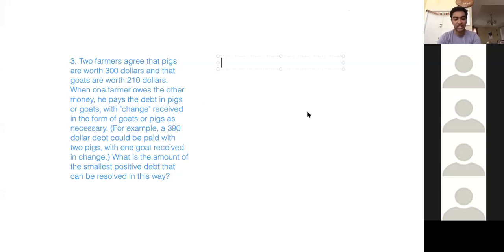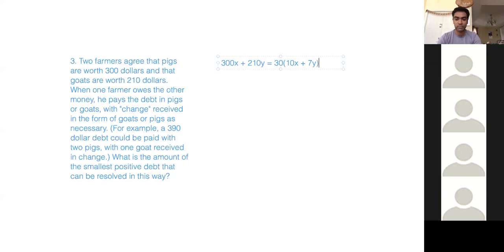Any other ideas to be sure that there's nothing smaller than this? I think you can make an algebraic equation. Okay, what would that look like? I can use x for pigs and y for goats. So I could do 300x plus 210y. Then couldn't you factor out 30? Good. Yeah. Then it'd be 10x plus 7y.